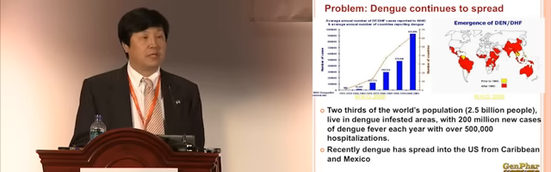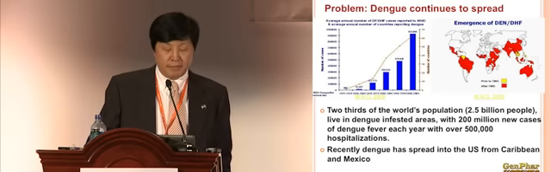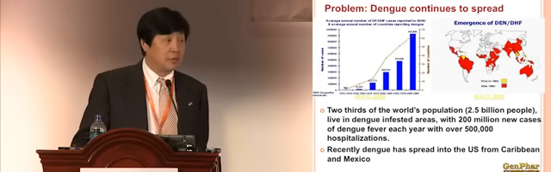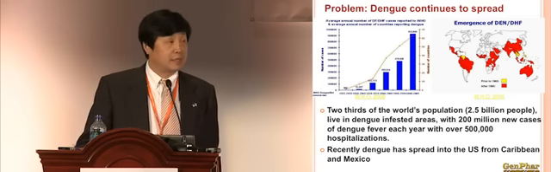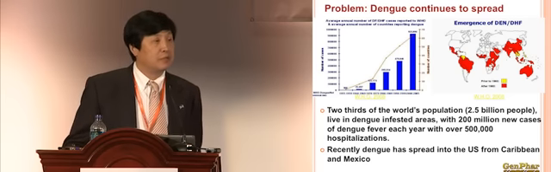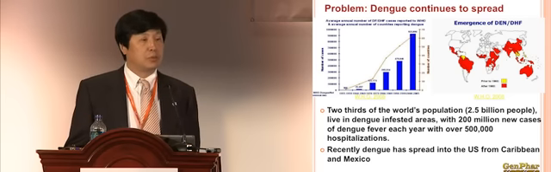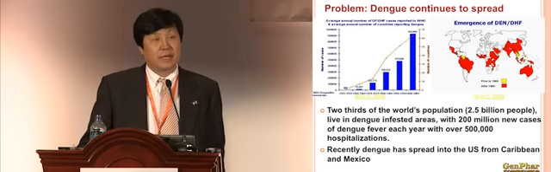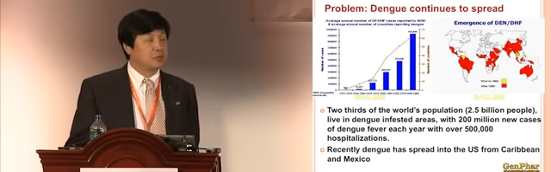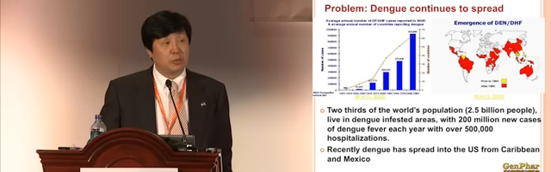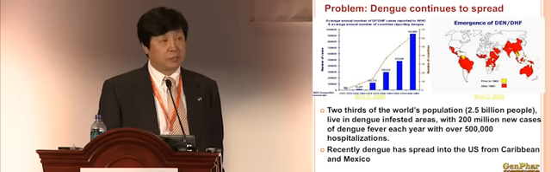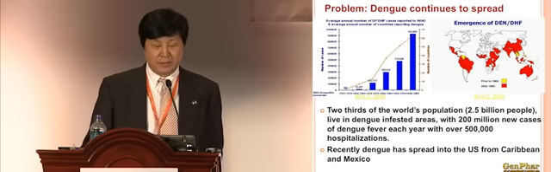Two-thirds of the population live in dengue-infested areas, but recently it has been spreading very close to the United States, currently in Texas and Florida. I was in a meeting in Puerto Rico, which is part of the United States. There are tens of thousands of cases annually, with a 2.5% to 5% death rate in Puerto Rico. So it is a problem, also within the United States.